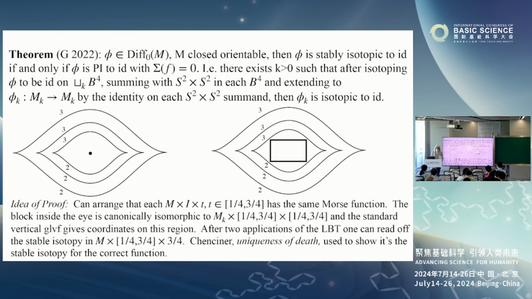And the resulting diffeomorphism is now isotopic to identity. Then we say that this diffeomorphism is stably isotopic to identity. So the theorem is there's a necessary and sufficient condition for a diffeomorphism to be stably isotopic to identity. And the condition is: if it's pseudo-isotopic to identity, find a pseudo-isotopy with trivial Hatcher-Wagoner first obstruction.